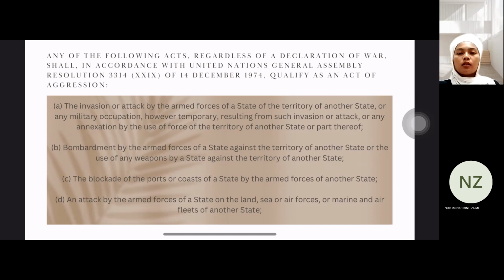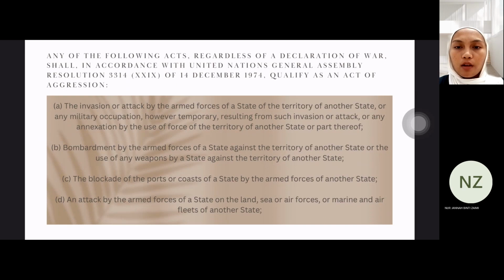So the first one, the invasion of or attack by the armed forces of a state of the territory of another state, or any military occupation, however temporary, resulting from such invasion or attack, or any annexation by the use of force of the territory of another state or part thereof. And B, bombardment by the armed forces of a state against the territory of another state, or the use of any weapons by a state against the territory of another state.